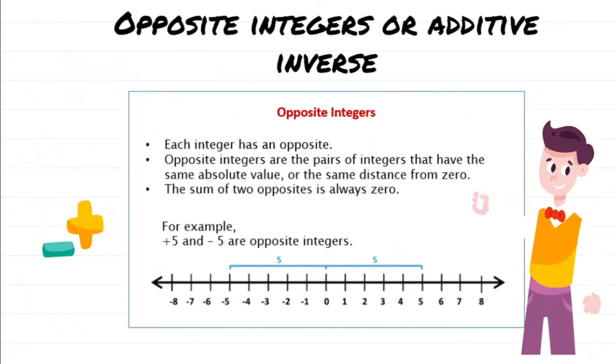Opposite integers or additive inverse. Opposite integers or additive inverse is when two numbers are the same distance away from zero and are on opposite sides of the number line. One will have a positive sign and the other a negative sign. For example, positive 5 and negative 5. Positive 5 is 5 units away from 0, and negative 5 is also 5 units away from 0. So, both of them are opposite integers.